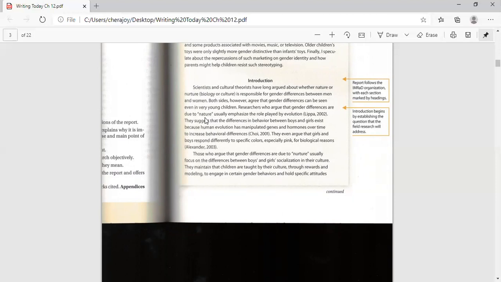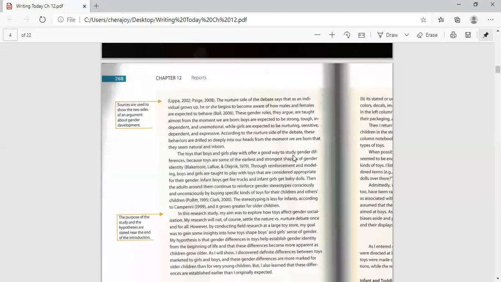If I come all the way down here to the next paragraph, those who argue that gender differences are due to nurture usually focus on the differences between boys and girls' socialization in their culture. So I can see that he's describing one side of the debate, and then he goes on to describe the other side of the debate. So he's giving us a little bit of context here. Why is this a controversial issue? What exactly is the controversy?